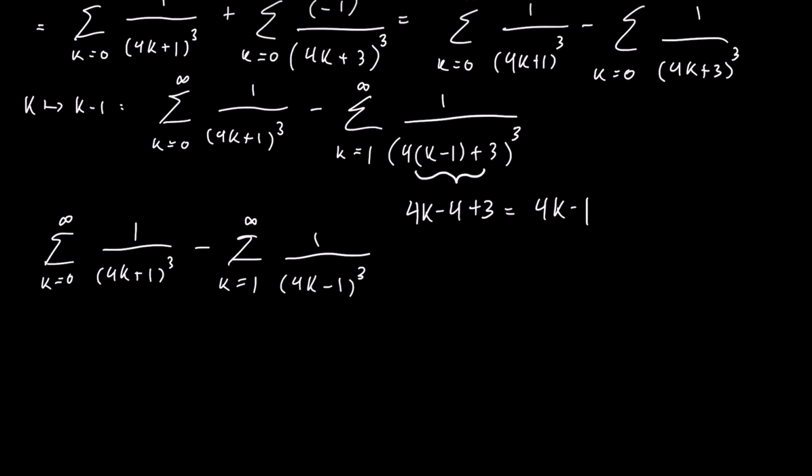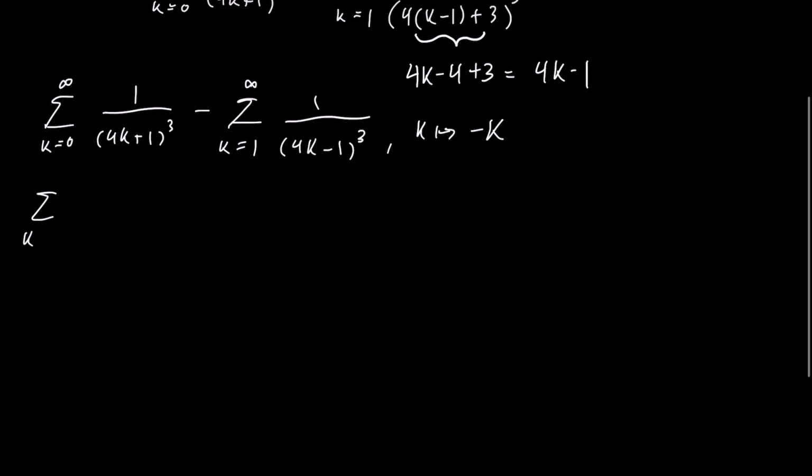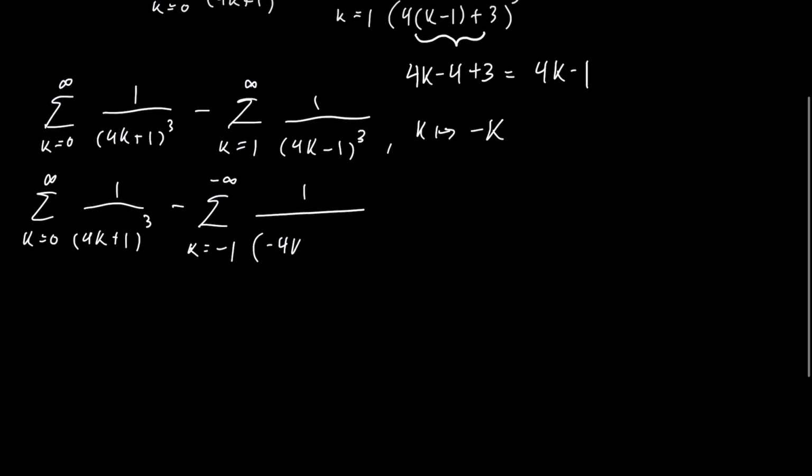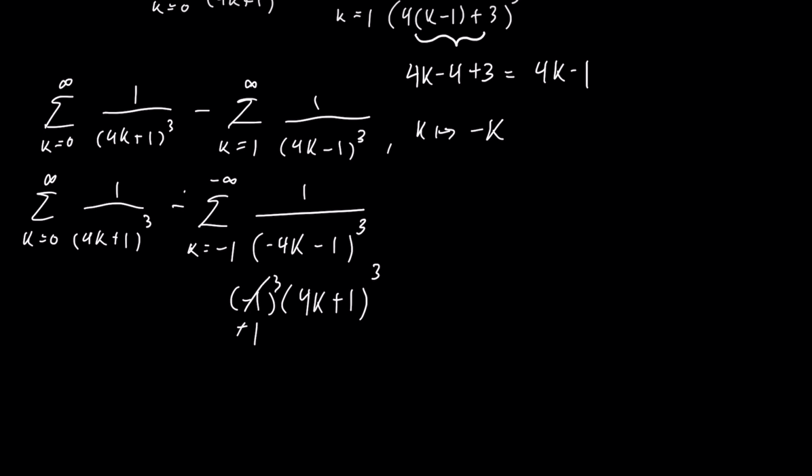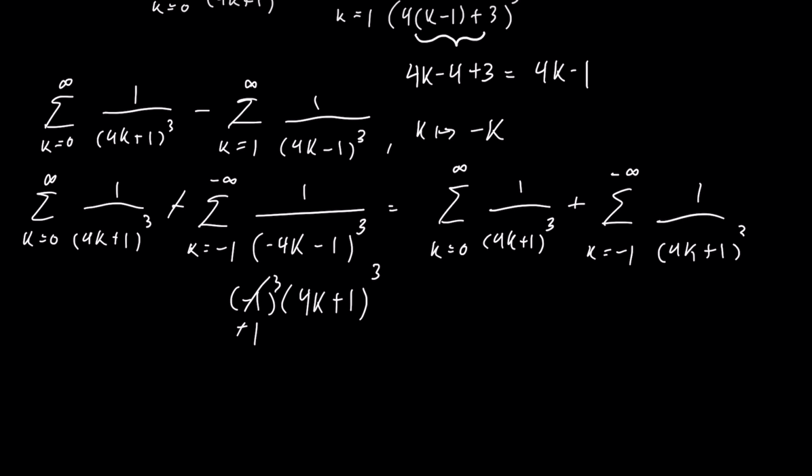And from here, on the second sum, we're going to go from k to minus k. So we have the sum from 0 to infinity of 1 over (4k plus 1) cubed minus the sum from -1 to negative infinity of 1 over (-4k minus 1) cubed. But we could factor out a negative, so we have a (-1) cubed times (4k plus 1) cubed. But (-1) cubed is just -1, and that -1 cancels that negative. So we're just left with the sum from 0 to infinity of 1 over (4k plus 1) cubed, and then plus the sum from -1 to negative infinity of 1 over (4k plus 1) cubed.